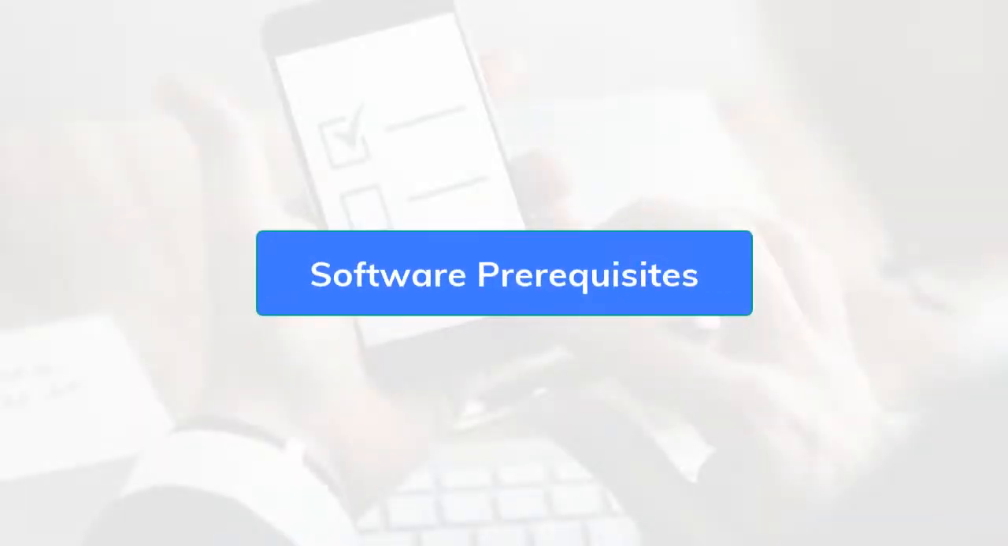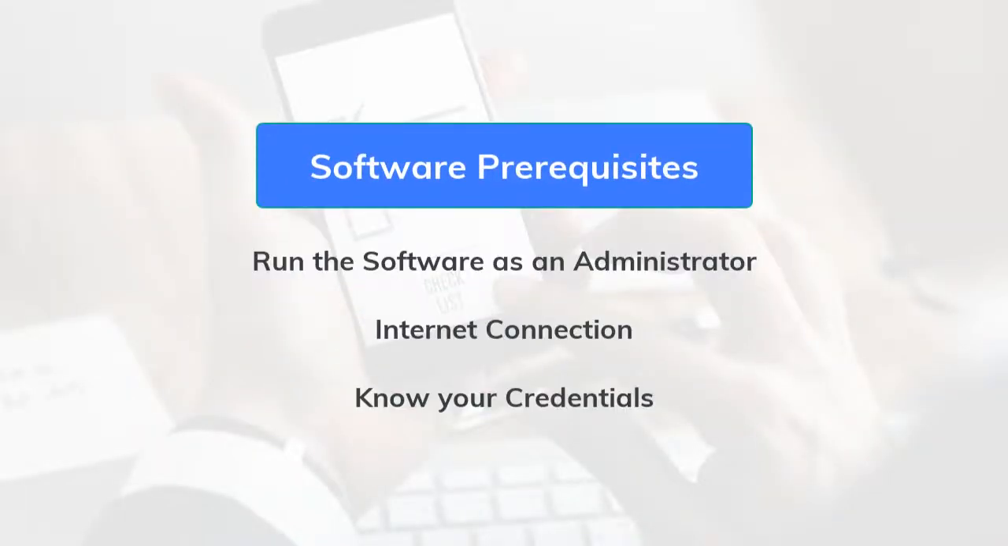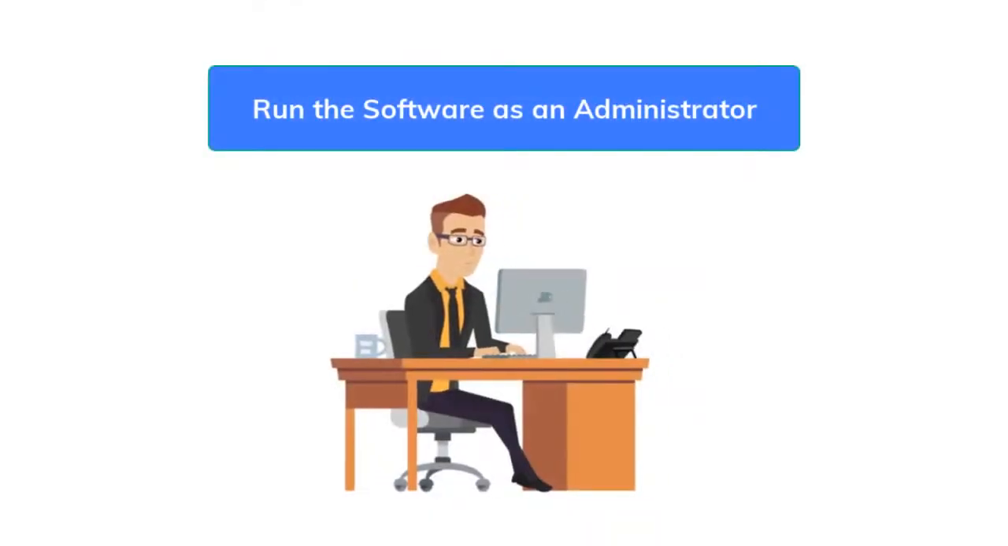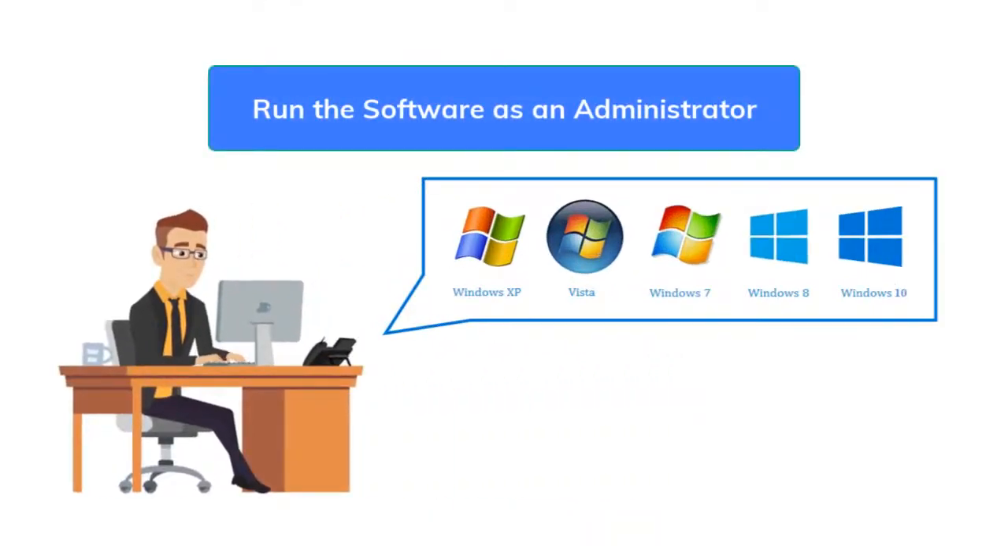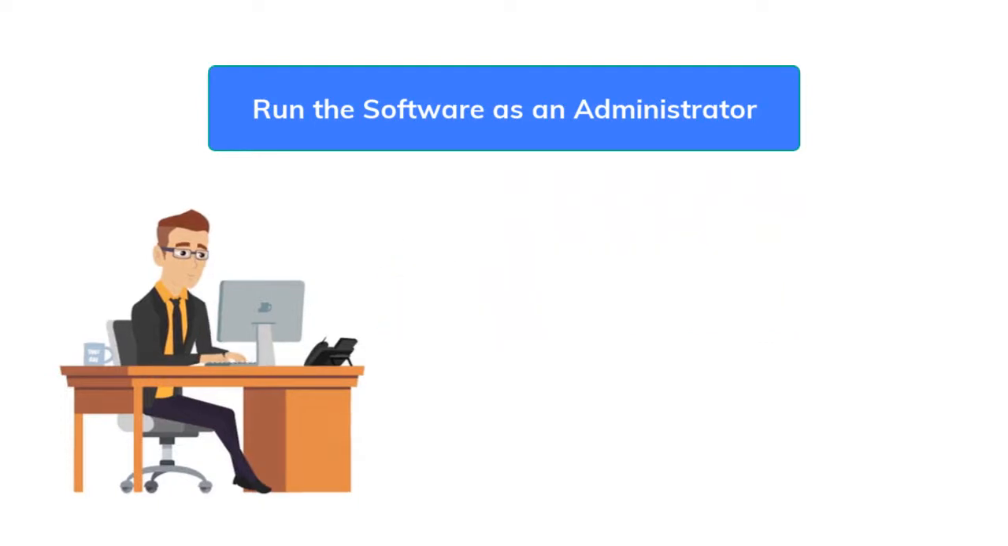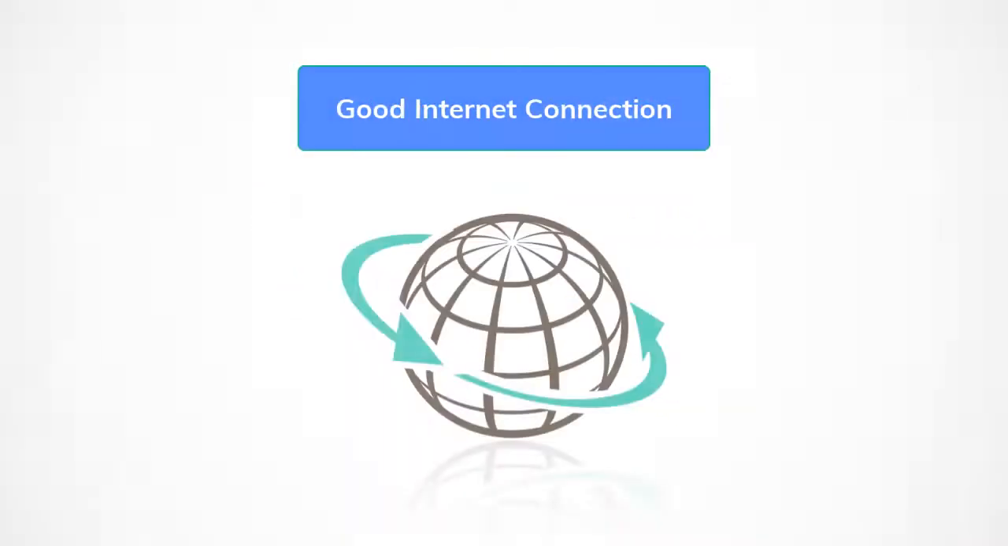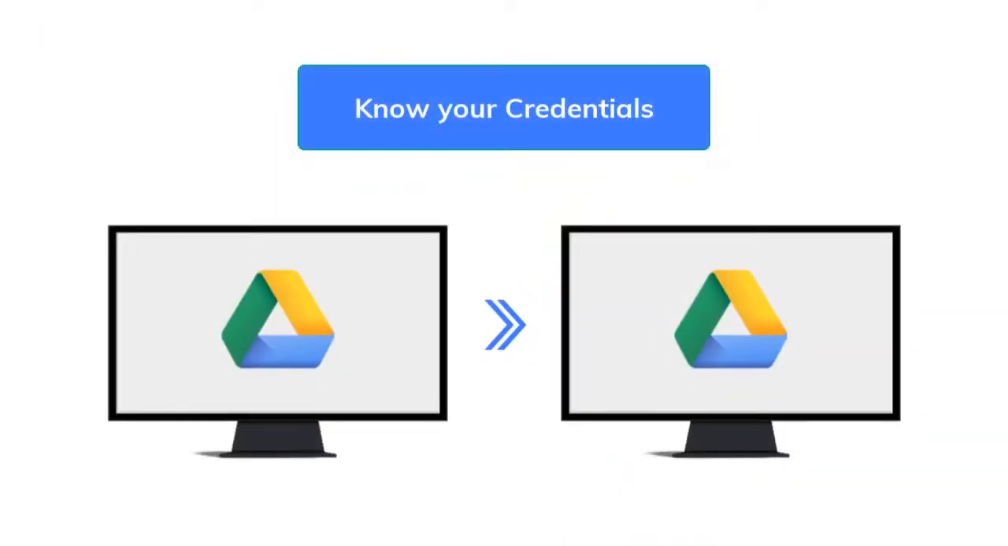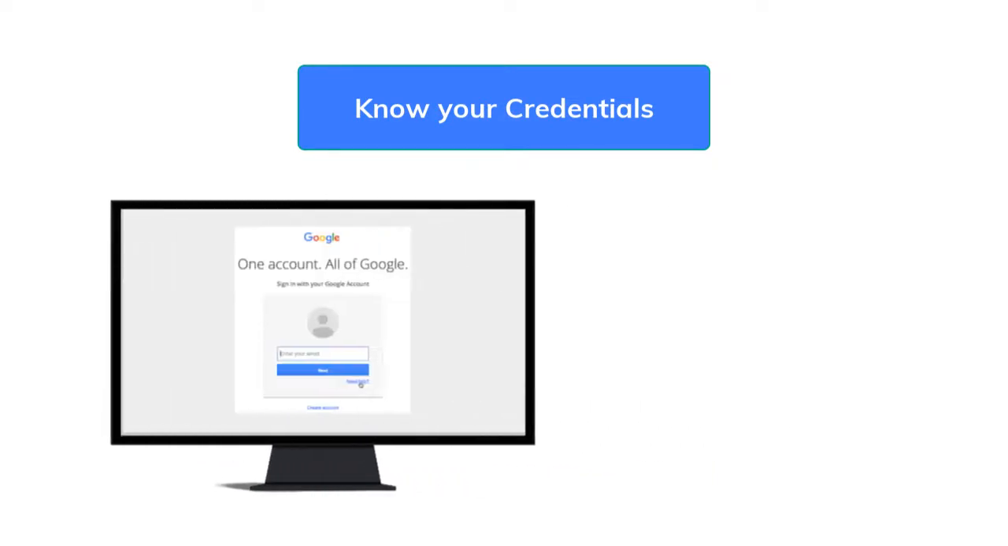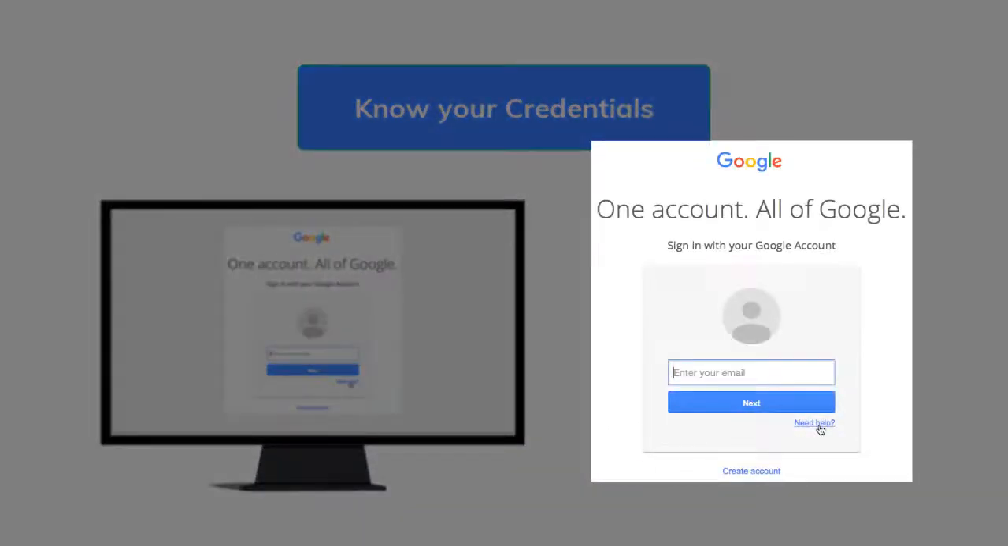Before starting the process, let's see some necessary prerequisites of the software. If you are using Windows version 11, 10, 8.1, 8, or 7, then run the tool as an administrator. For proper working of the software, you need to establish a proper internet connection. If you are migrating from one Google Drive to another Google Drive or OneDrive, then for authentication you need to log in with your account's ID and password.